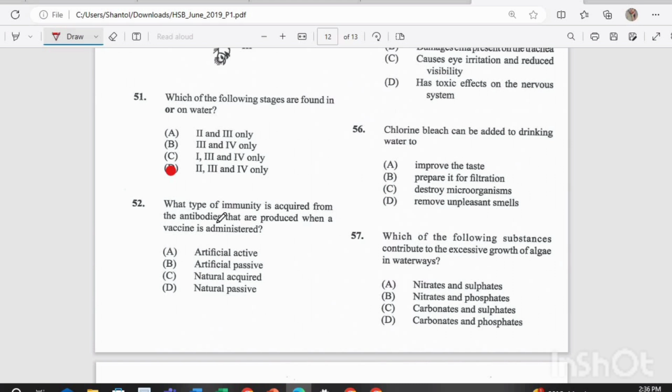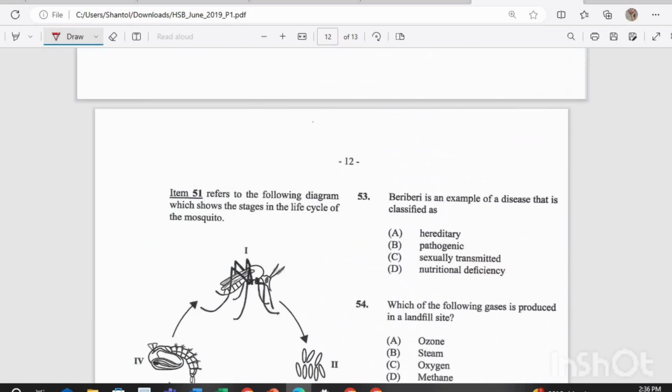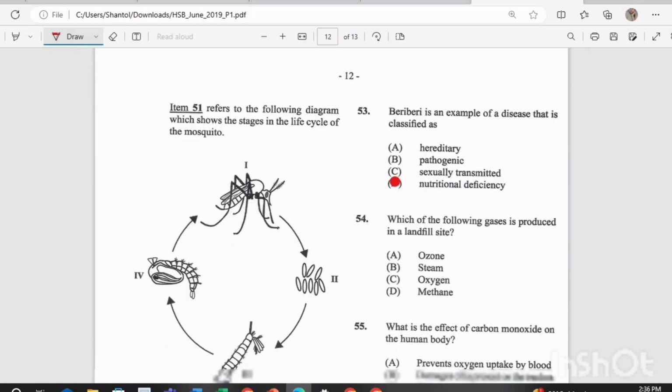Question 52. What type of immunity is acquired from the antibodies that are produced when a vaccine is administered? If they say antibody is what is in the vaccine, the type of immunity would be artificial passive, because your body is not going to make the antibodies, you're just getting them, so nothing is being done per se, so it's passive. 53. Beriberi is an example of a disease that is classified as A. Hereditary, B. Pathogenic, C. Sexually transmitted, or D. Nutritional deficiency. If you said nutritional deficiency, that is correct.